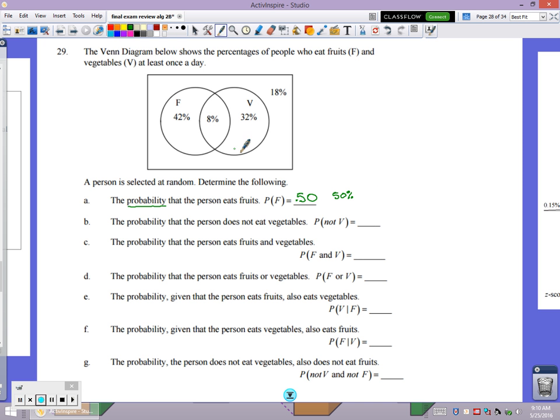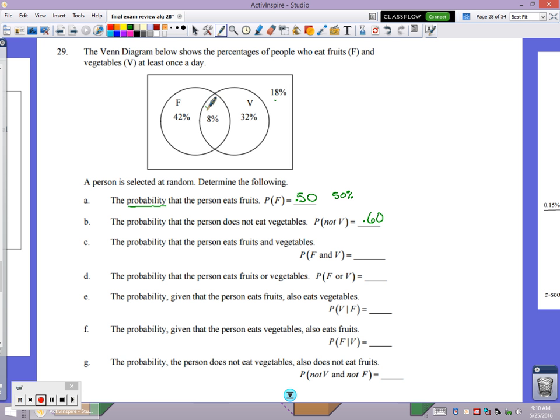Okay, everything outside. So these are people that do eat vegetables. I want everything outside of that circle. So I need to add up these guys right here. 40, 50, 60. It looks like 60.6 or 60%. All right, the probability that the person eats fruits and vegetables.